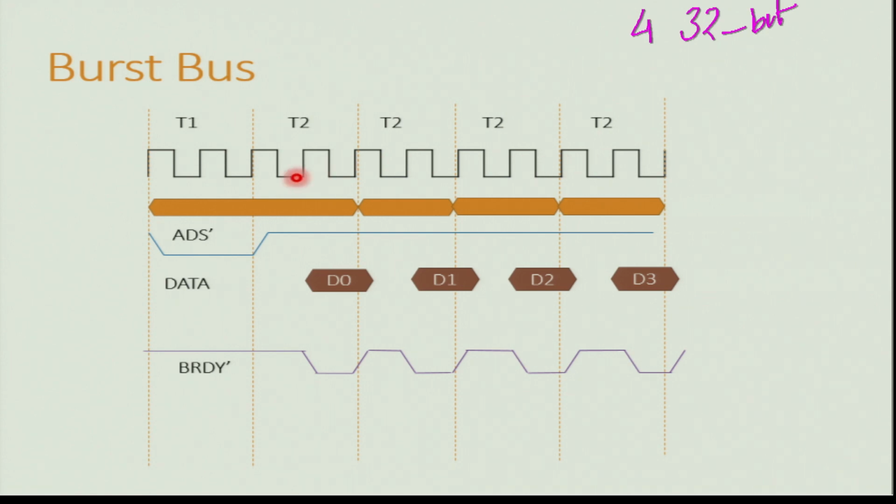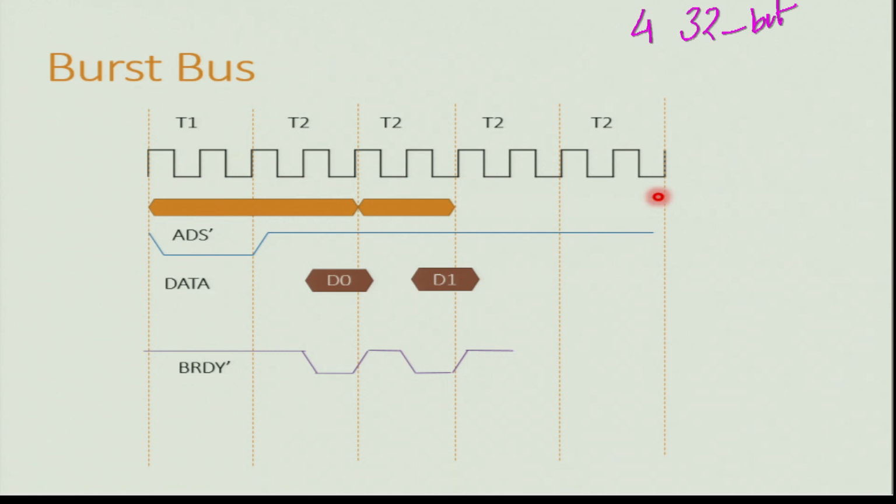So we have one T1 which is followed by 4 T2 states. During the first T1, the first address is going to be generated, and the address strobe signal will be made low. After this, the address strobe signal is not going to be made low. The burst bus is generally associated with cache transfers because cache can respond with data very fast. So when the address is generated for the first T state, the ADS signal is made low, and the burst ready signal will be made low by the memory device indicating it's ready with data. It gives the first 32-bit data.